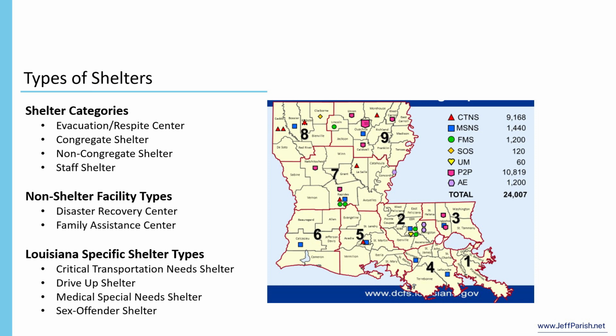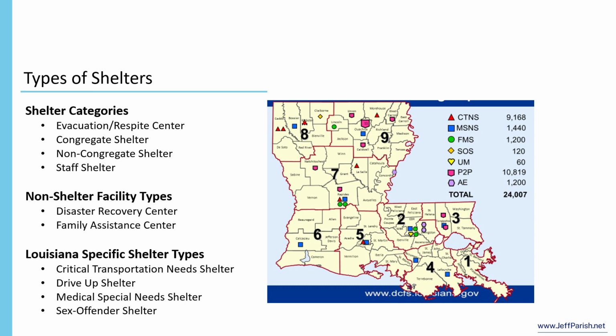Here in Louisiana, there's a number of types of shelters that I want people to be aware of. The first category you see here is shelter categories. These are some national categories. Evacuation or respite centers would be those short-term places that people can go, likely not spend a night, may just spend a few hours there.